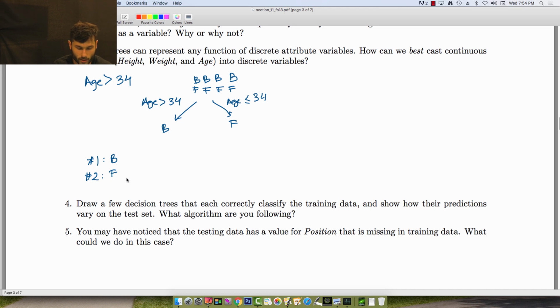And the algorithm that we are following is just choosing the variable that maximizes the information gain. So in this case, the information gain of the variable sport given age is equal to 1.